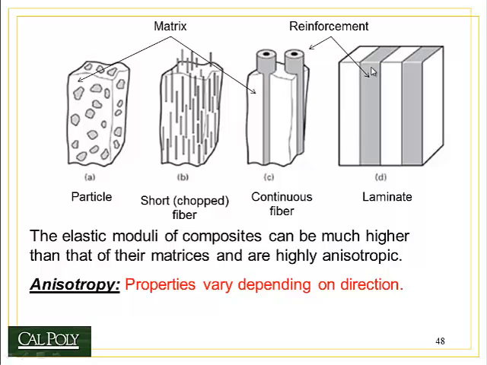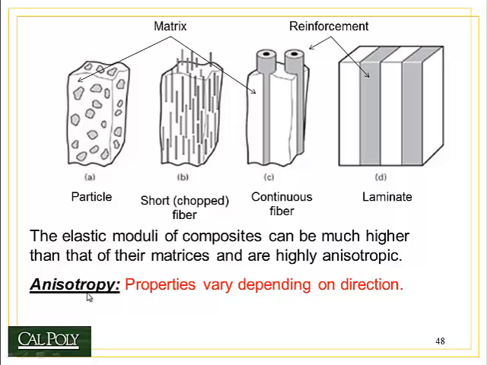Now, a laminate can be made up of one piece of matrix with some reinforcement in between, kind of like a sandwich, or it can be made up of layers of fiber fabrics, like woven fabrics, in one direction, and then another layer with the fiber going in a different direction. So composites can be very complicated.